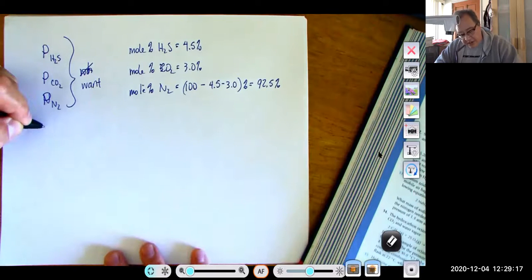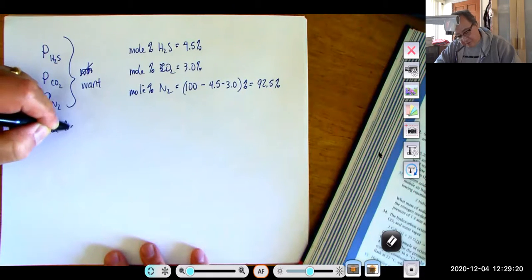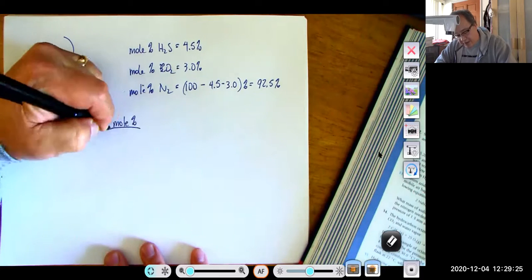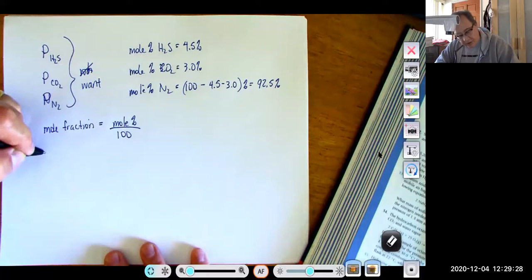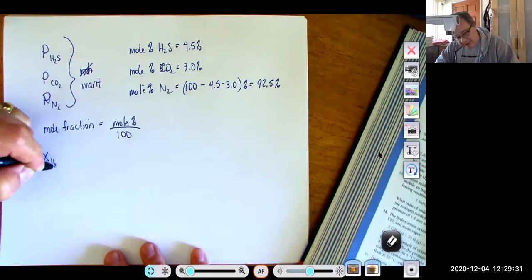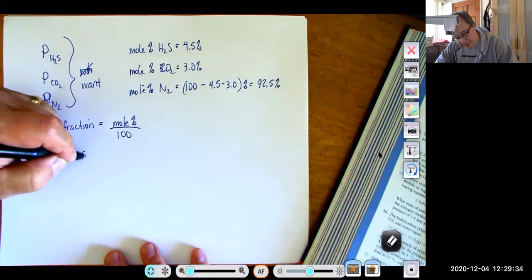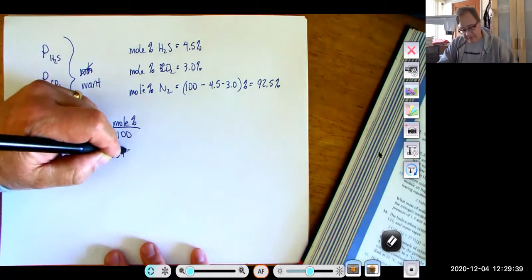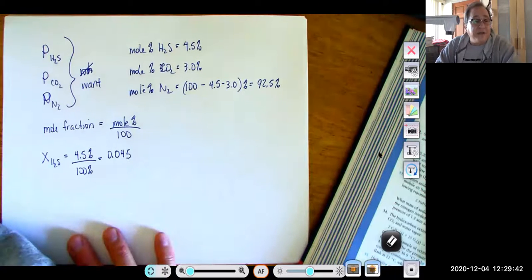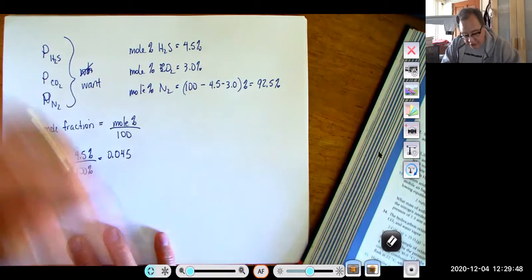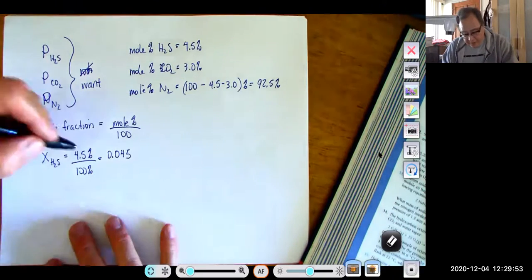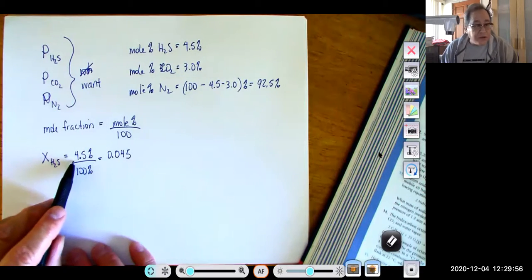Now, to get the mole fraction from a percentage, you take the mole percent and divide by 100. So if we want the mole fraction of H2S, that's going to be 4.5% divided by 100%, which is 0.045. So that's the mole fraction of H2S. Any questions there? And this is how you show the work. So you know how in math class they say, well, whenever you have a percentage, just move the decimal over 2 places.